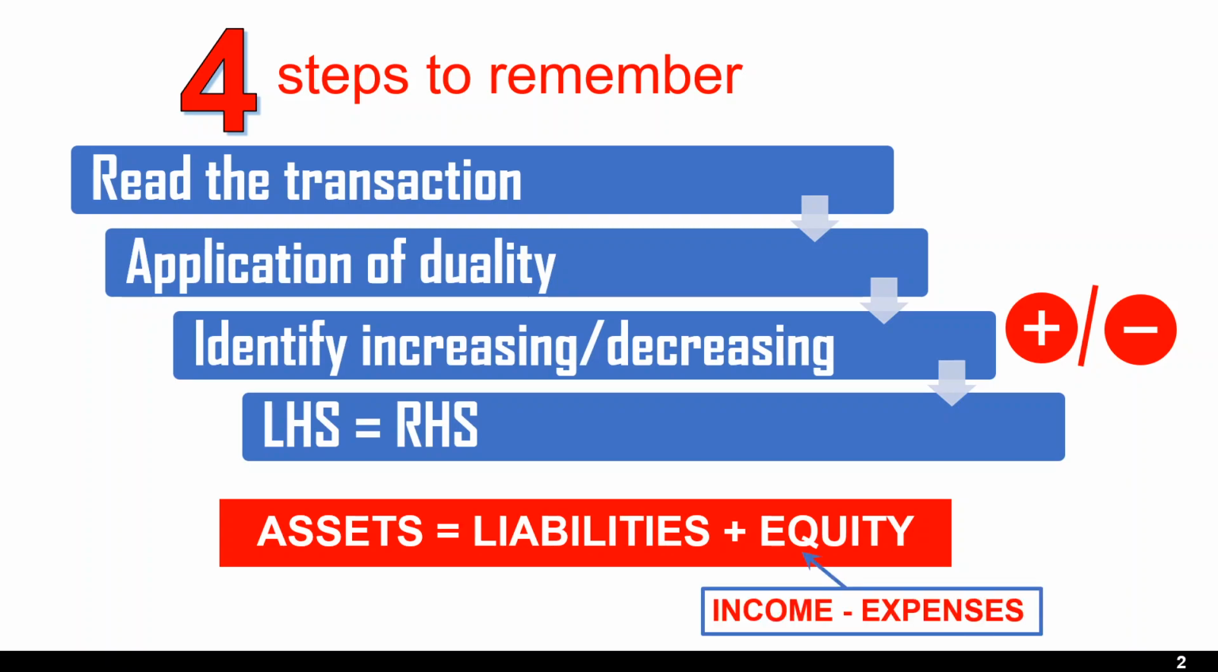Also, we need to consider income and expenses. From the definition, we know that income results in increasing the equity, whereas expenses result in decreasing the equity. So we need to keep that in mind when recording income and expense items in the equity column. Keeping these 4 steps in mind, let's go and analyze business transactions.